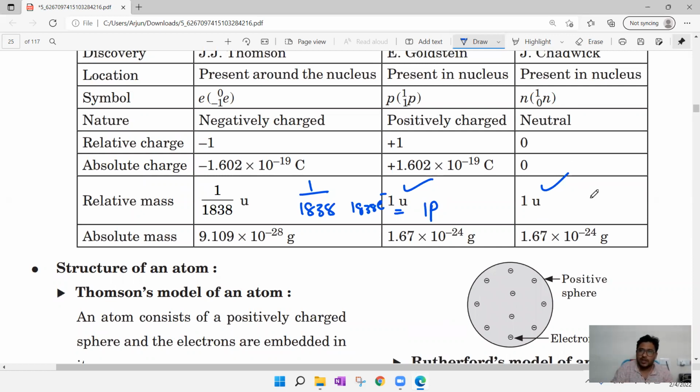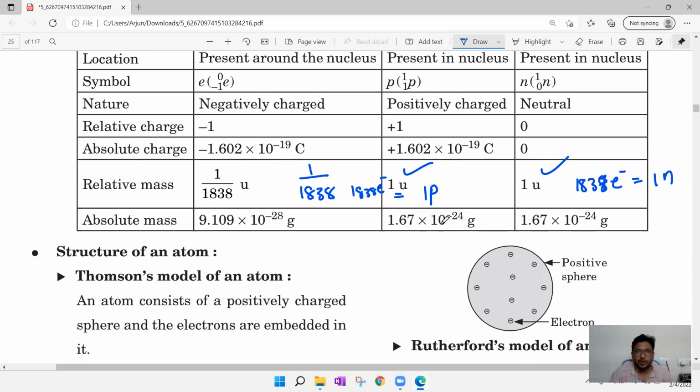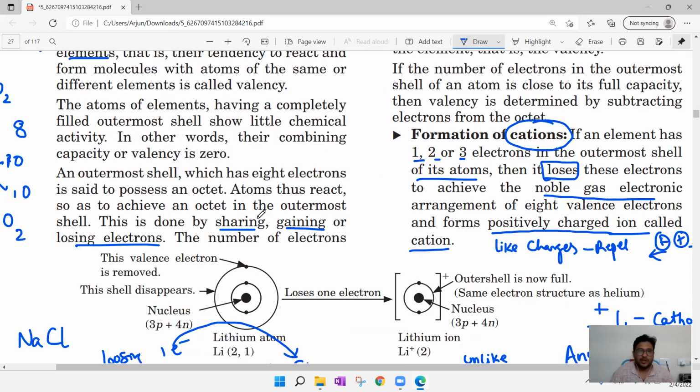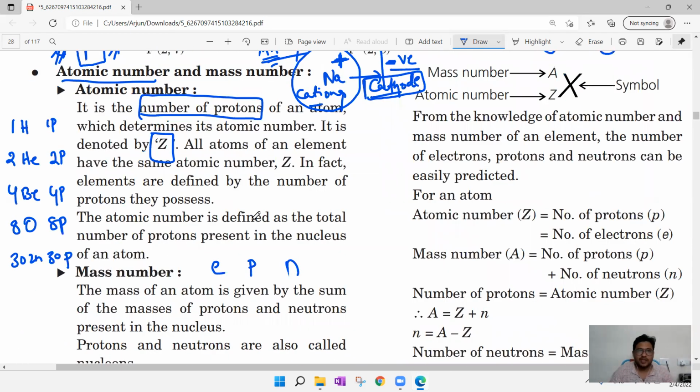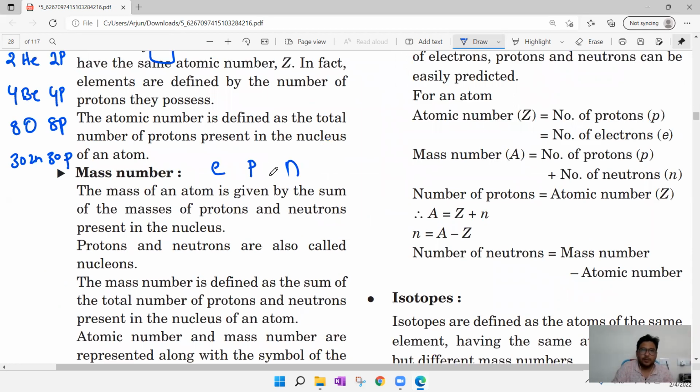So 1837 or 1838 electron masses are equal to 1 proton mass or 1 neutron mass. That much heavier are proton and neutron, and that much lighter is the electron. So mass number is a combination of proton and neutron. Proton count plus neutron count is known as mass number. They are not taking electron count because it is basically very negligible in mass.